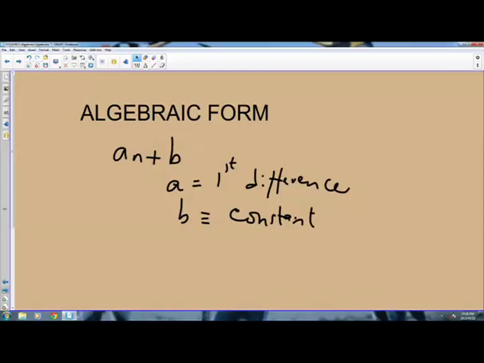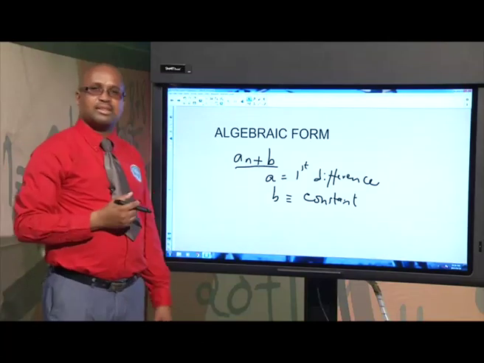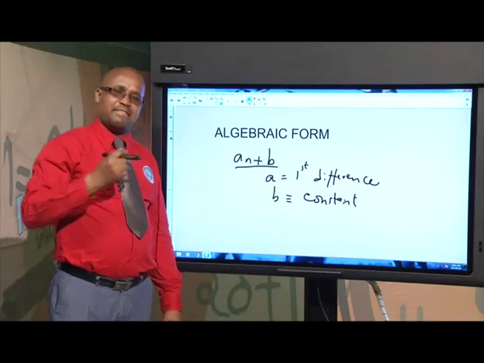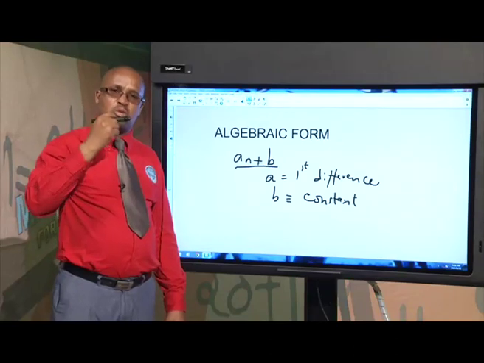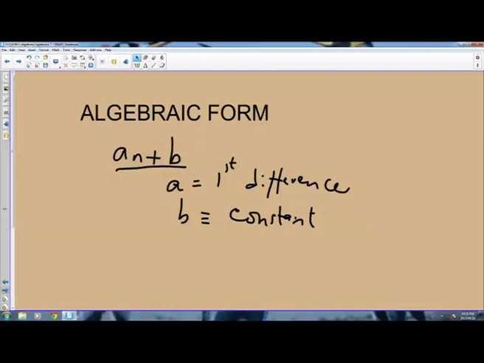For the whole of this lesson, we're going to be looking at a situation where the sequence is linear. And we said for this sequence to be linear, it has to take the form an plus b, where a equals the first difference, and b is the constant. Remember, for linear sequences, the first difference has to be a constant. Let us have a look at an example. It will help us understand this better.